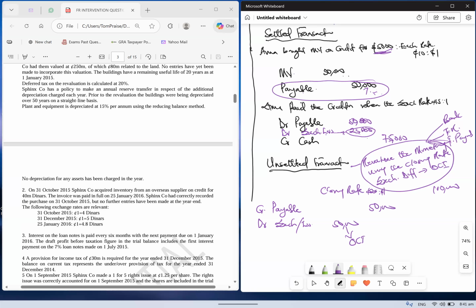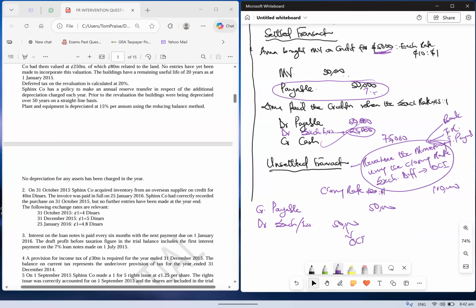So take note. Anytime you have any issue about IAS 21, look at it. Was the transaction settled or is it not settled? If it was settled, you will settle it, and the exchange difference will go to P&L. If it is unsettled, then you will revalue it using the closing rate. So that is what you do.